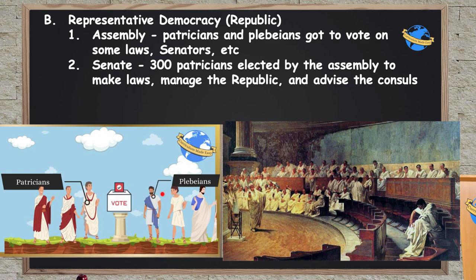Kind of like Athens had a direct democracy, but the plebeians and the patricians could vote on some laws directly, but really most major laws were passed by the Senate, which is 300 patricians elected by the assembly to make those laws, manage the republic, and advise the councils. So this is where we have the birth of the system that we have here in America, which is a representative democracy, where we don't vote on all the laws directly. Instead, we vote on our leaders who then make decisions for us.